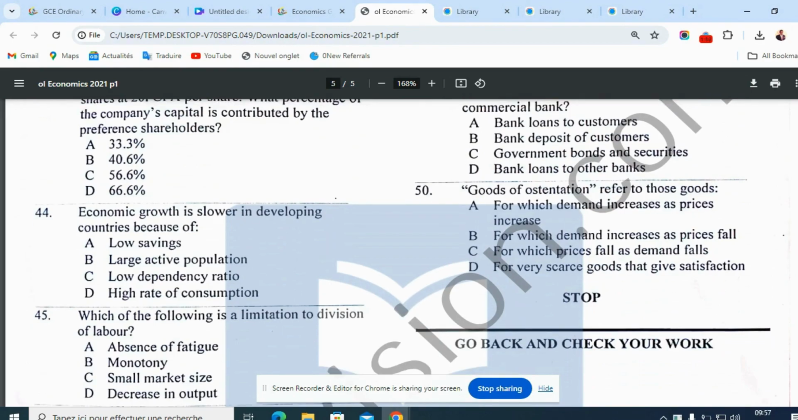Now, 44. Economic growth is slower in developing countries because of. So why do you think that there is low economic growth in developing countries? The correct answer here is D, high rate of consumption. If you keep consuming and you are not producing anything, it's obvious that the country will have low or slower economic growth.